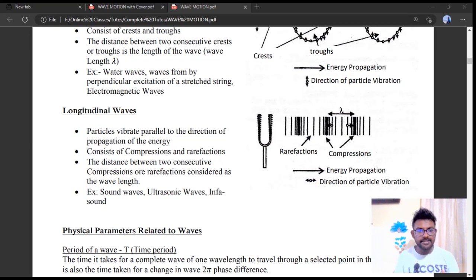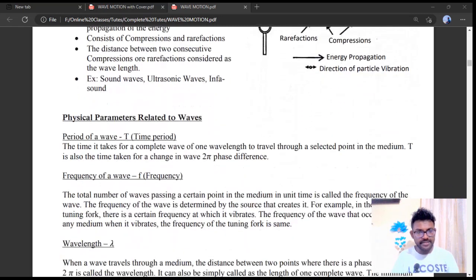Okay, then let's learn about the physical parameters. Now eventually we are going deeper, and you know how physics works, right? Physics is not something where we learn things qualitatively. We go quantitatively, giving numbers, giving values, so we should be able to describe a certain phenomenon or incident or a parameter. Here we are going to learn about the physical parameters that are related to waves.